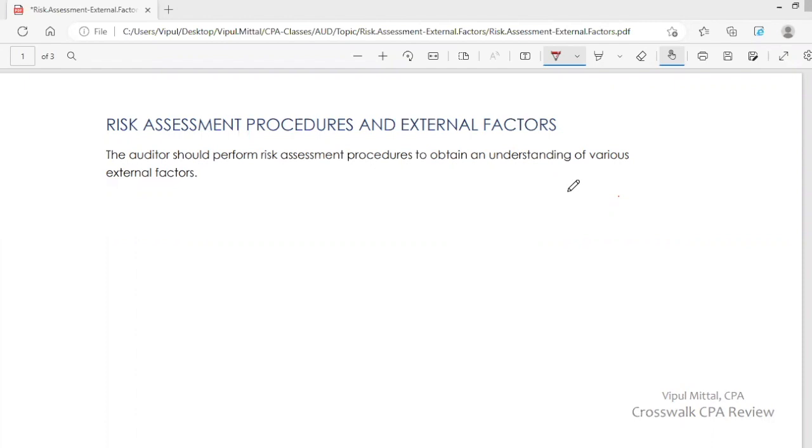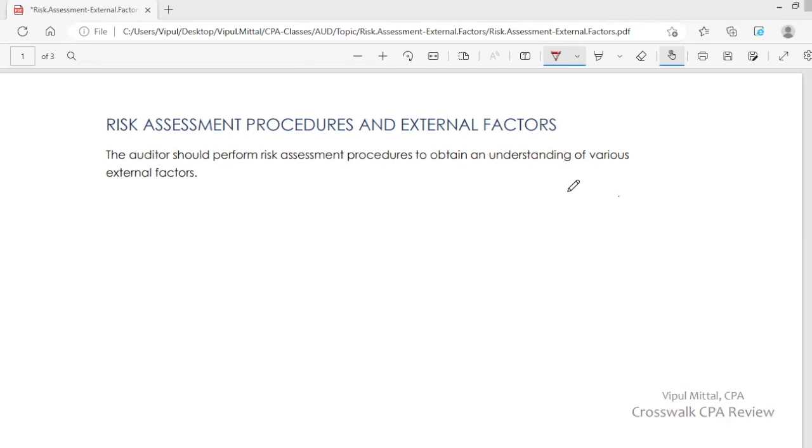So you are the auditor and you obtain an understanding of the entity, its environment, including its internal control, to assess the risk of material misstatement. So you obtain an understanding of the entity, its environment, including its internal control. This includes obtaining an understanding of various external factors external to the entity. So you obtain understanding of various external factors.